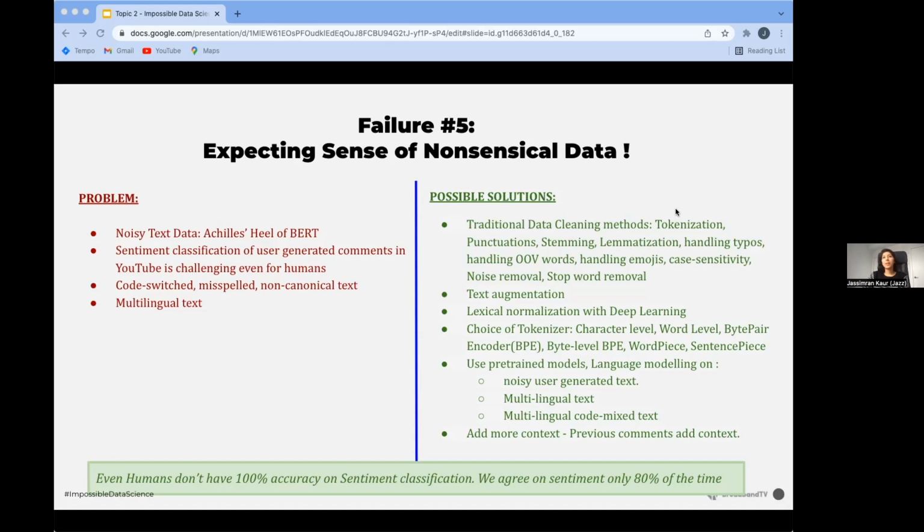And then there is the new way of doing things now, because UGC is everywhere. You do lexical normalization using some deep learning methodologies. And then I think the choice of the tokenizer that you use really makes a lot of difference. So if we were to go with, for example, fastText, the tokenizer would be character level.